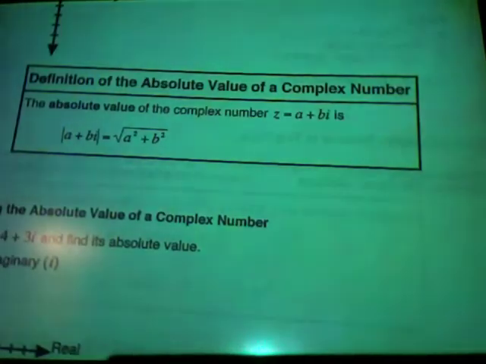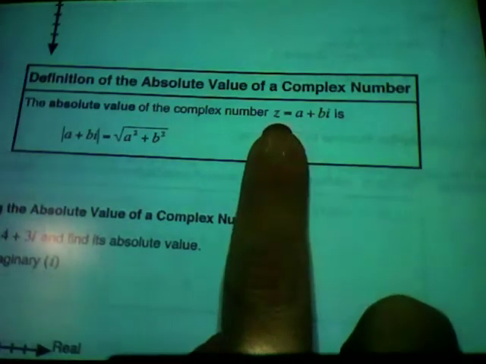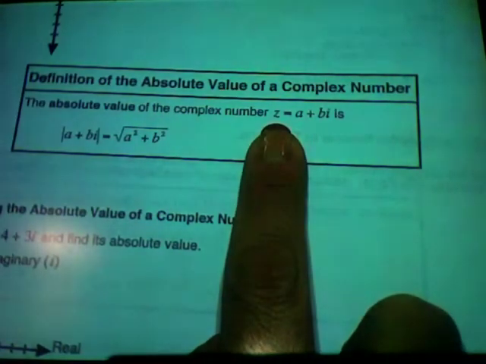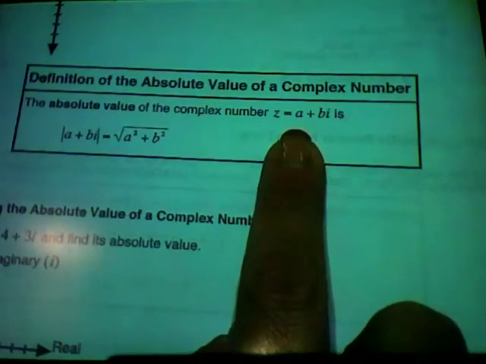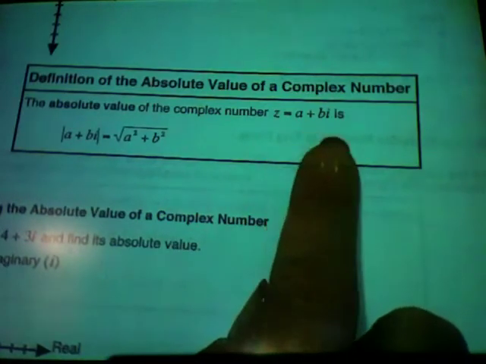Then we've got the definition of absolute value of a complex number. We're going to use the absolute value in some other calculations, so you need to know how to do it. So here's your complex number. They like to call the complex number Z. They just don't want to write a plus bi all the time, but they still do it: z equals a plus bi, they just make it longer.